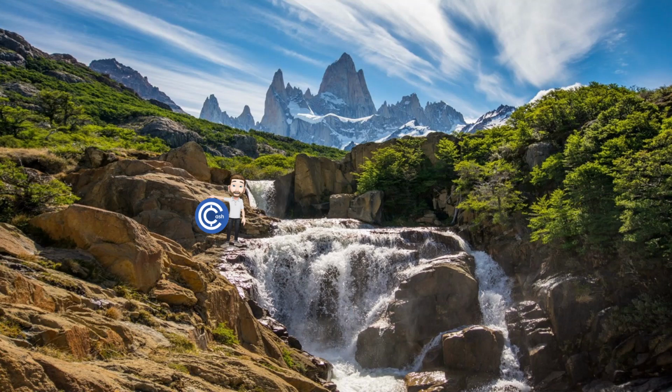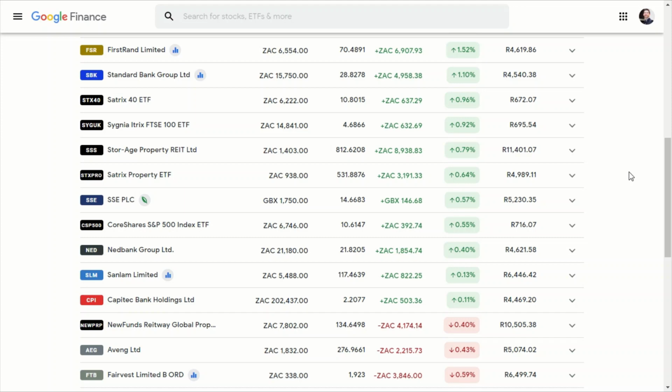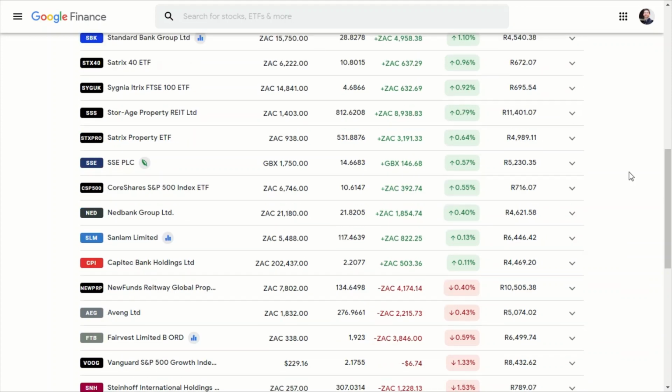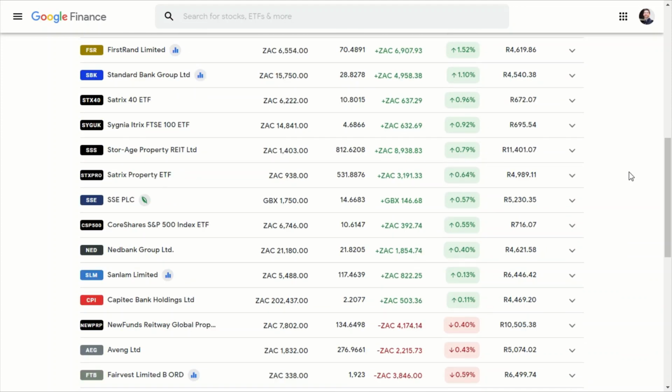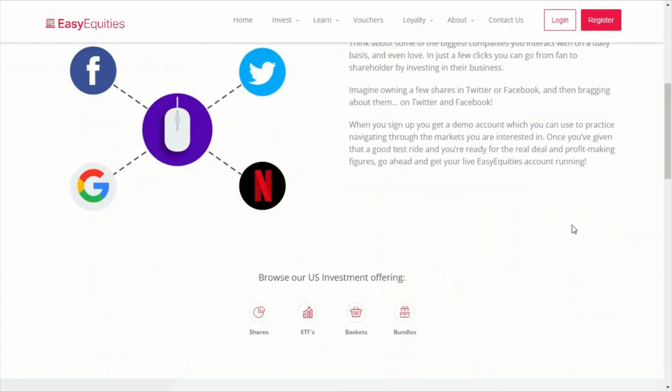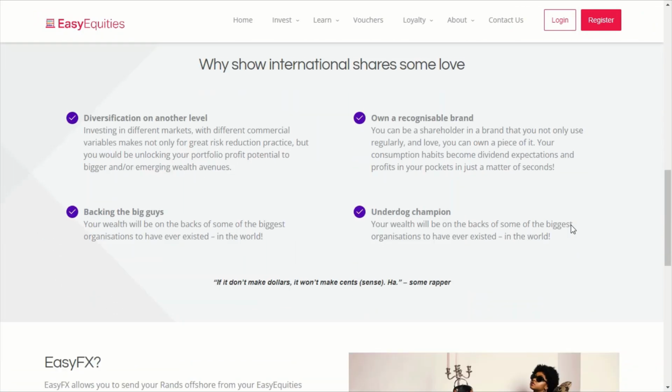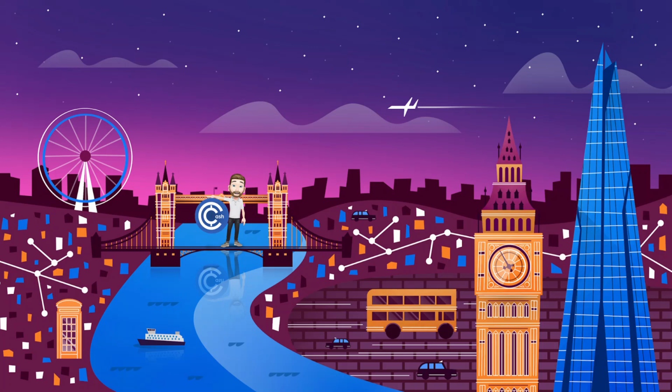I'm sure we're all happy with a little bit of green in our portfolios lately, but what's also excited me is the recent opening of the UK and European markets on Easy Equities. This means that we are open up to the entire European region to invest our money, keep our assets, and earn some income in pounds and euros.